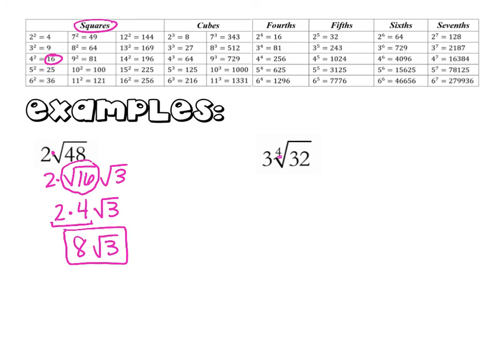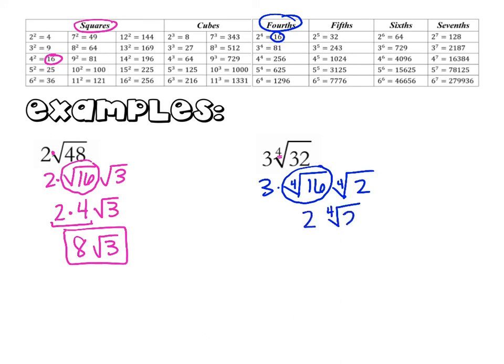Same idea with that next one, except it's a fourth root, so I have to look here in my fourths list. Biggest perfect fourth I can divide 32 by is 16. Again, this is where it really matters that I put the fourth root there, because the fourth root of 16 is really different than the square root of 16. Turns out 16 times 2 was 32. Right? And then the fourth root of 16 is 2. So the fourth root of 32 is really 2 fourth roots of 2. But there was the 3 in front, so I still have to multiply it by 3. 3 times 2 gives me 6 fourth roots of 2 altogether.